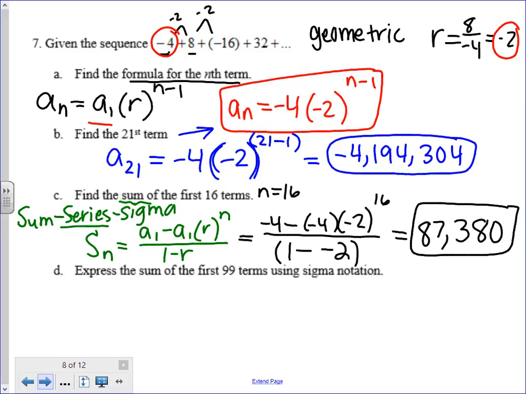Finally, I'm going to find the sum of the first 99 terms written in sigma notation. I don't have to evaluate, I just have to write sigma notation. Well, again, sigma notation, just like number 6, starts with a sigma. Then I write the sequence formula next to the sigma. Well, I found that in part A. That was -4 times -2 to the n minus 1 power. And then I'm adding up the first 99 terms. That means I'm starting my sum at the first term, going up to the 99th term. Okay? So let's do a little bit more work with sigma here.